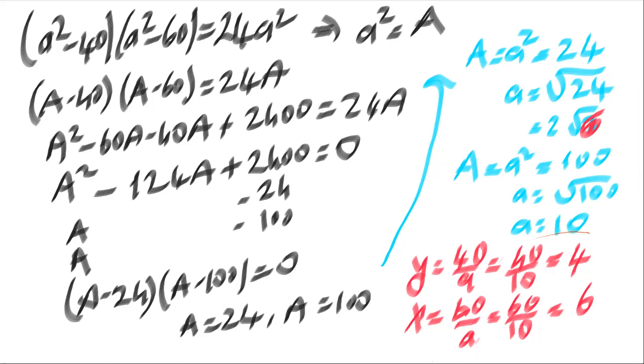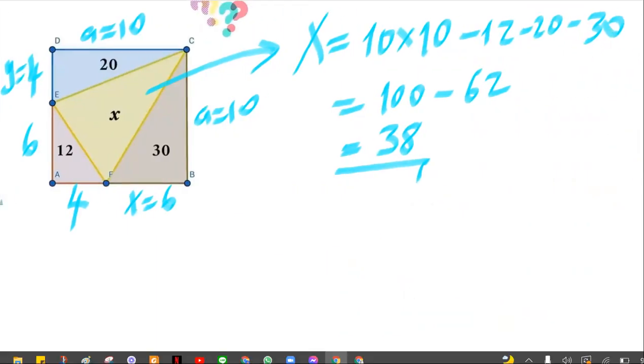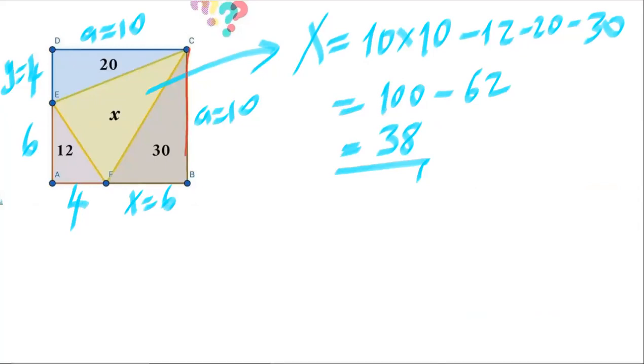If A is 10, we said that Y equals 40 over A on the previous page. So Y equals 4 and X equals 60 over A. So from here we get X equals 6. Now let's go back to the original shape. So one side is 10, the other side is 10. And X was 6, Y was 4. If this is 4, the whole is 10, so it means this is 6. If this is 6, whole is 10, so it means this is 4. Right now, we have a square with 10 by 10.